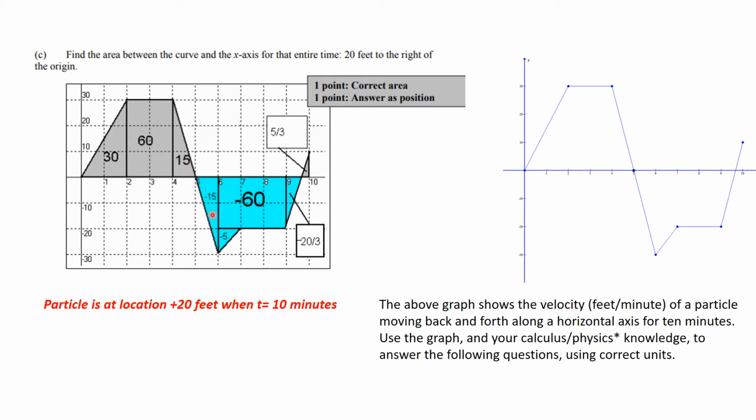Then we moved in the negative direction from the same point, and you see we got a bunch of negative values, and then we turned around and started going positive again. So you were to calculate these areas and add them up. You're adding positive and negative numbers, and when you add them, you find that the particle is at plus 20 feet at time t equal 10 minutes. Give yourself 1 point for the correct area, the plus 20, and whenever you say it's plus 20 feet, that is the other point.